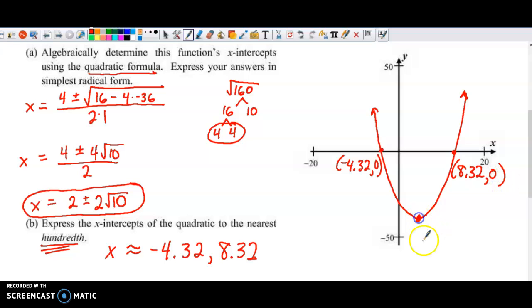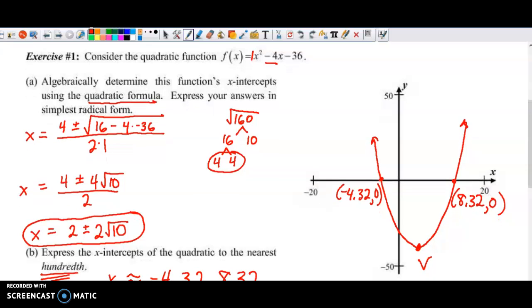But we could also talk about this vertex down here, and we practiced finding the vertex. We've also practiced finding the y-intercept. The y-intercept is 0, negative 36. And the vertex would be, if we did our negative b over 2a formula, a positive 2. Then you plug in: 2 squared is 4, minus 4 times 2 is 8. So I believe it goes down to negative 40.